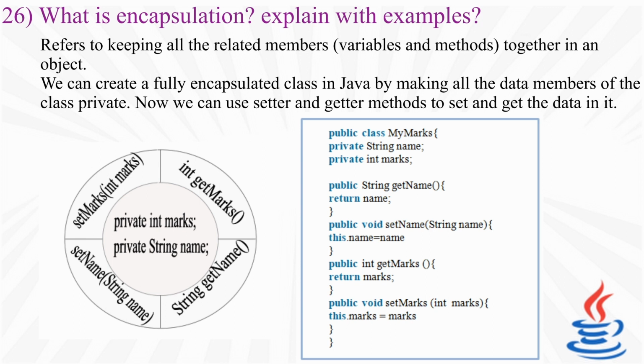Here, objects should hide their inner workings from the outside view. We just go through the example. In this example, we have a class named myMarks and there are two private variables, name and marks. Here, the getter and setter methods provide read-only and write-only access to our class fields.